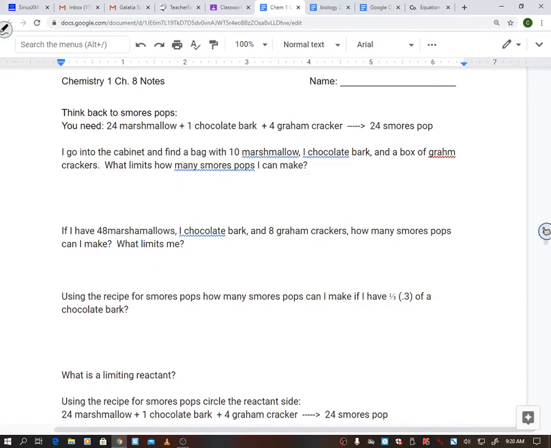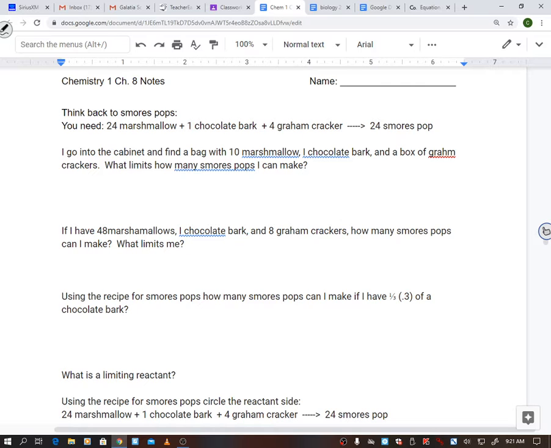All right, so back earlier, I talked about s'mores pops, and usually we get to make them in class, but we didn't get to this year. Normally, if you looked it up on the internet, it says that you need 24 marshmallows, 1 chocolate bar, and 4 graham crackers, and if you have all of that, you will make 24 normal s'mores pops. So if I go into the cabinet and find a bag with 10 marshmallows, 1 chocolate bar, and a box of graham crackers, what limits how many s'mores pops I can make?